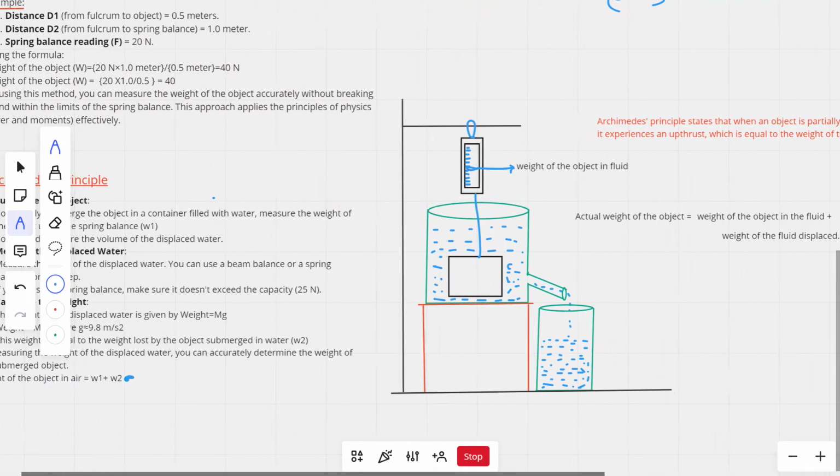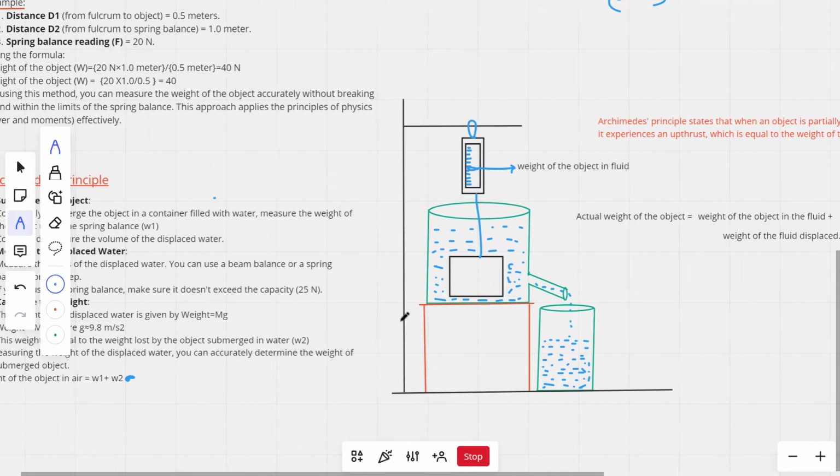Okay. So for that, what I do is I take a stand and then a table. On the table, I will keep the water jar, and then I hang the spring scale to the rigid stand, and then to the spring scale I will put the unknown mass whose weight is to be measured. And then the entire system, this mass is to be immersed in the liquid.